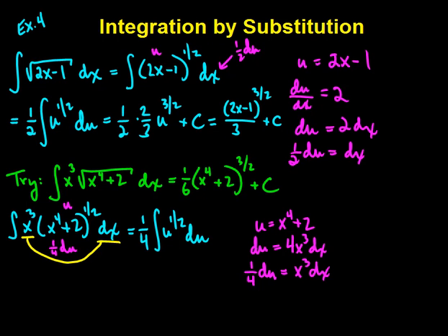And we're ready to integrate that now. Integrating u to the 1/2, we get u to the 3/2 over 3/2, or 2/3 u to the 3/2 plus c. We have the 1/4 out there already, so we're going to simplify that. We get 2/12, which is 1/6. Swapping out the u for x to the 4th plus 2, and that's to the 3/2 power plus c, and we get the desired result above.